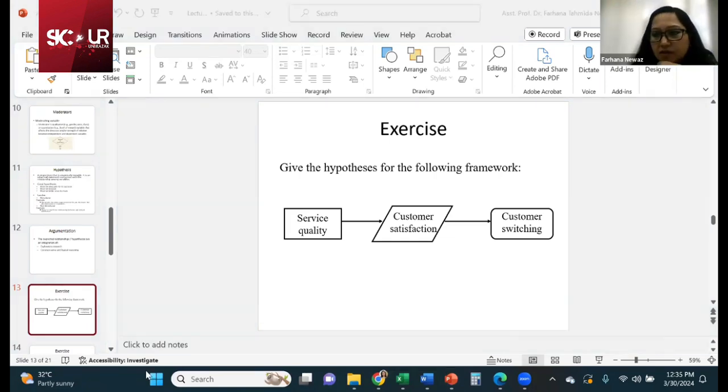Customer switching means switching the brand from one brand to another brand, or quitting the existing brand and looking for a new one or going for a new one. Okay, so this is customer switching. For those who are not related to this field, maybe customer switching is this one.